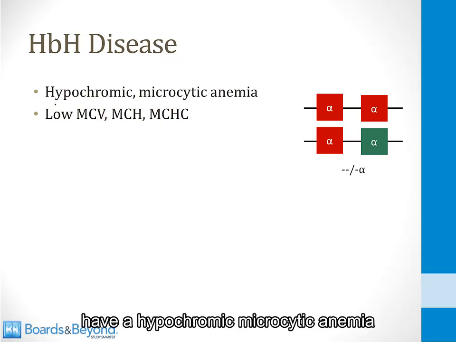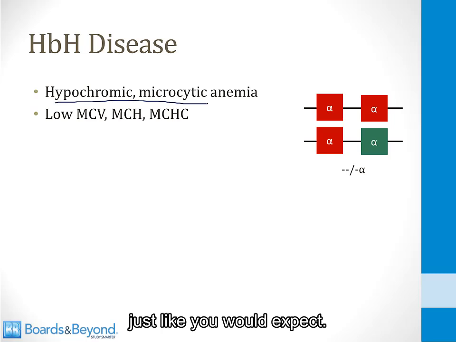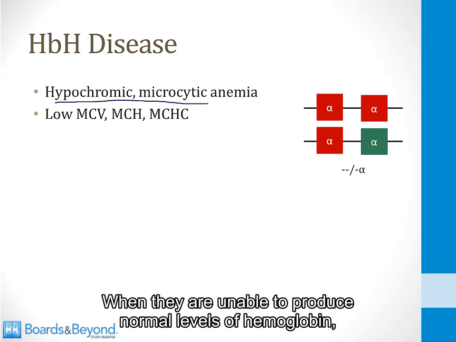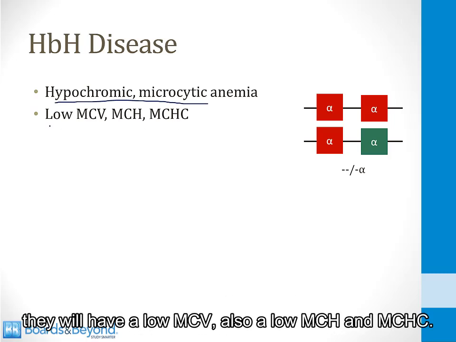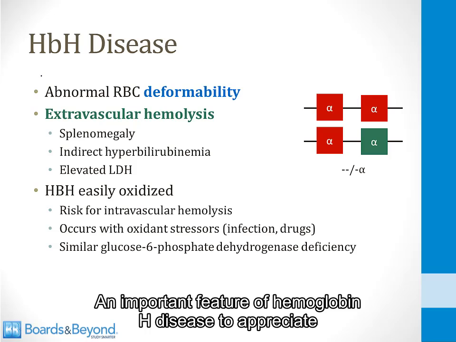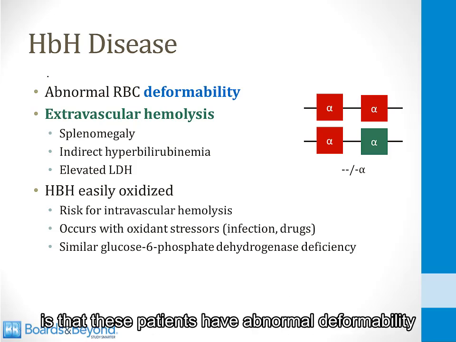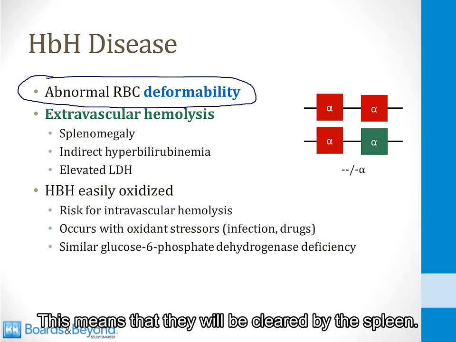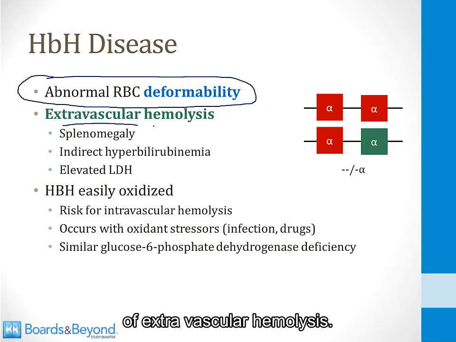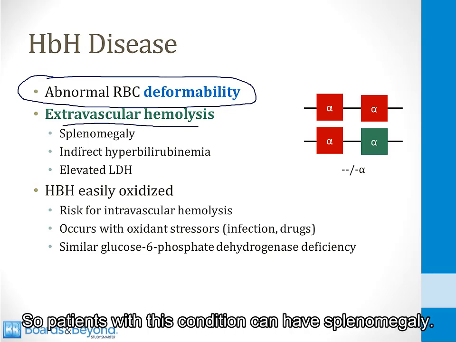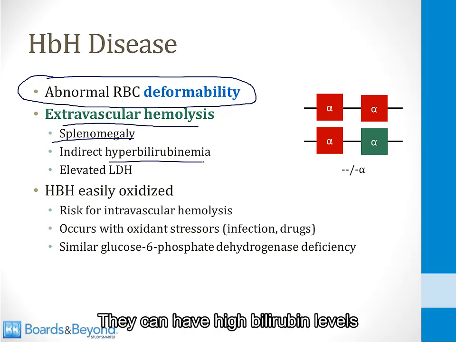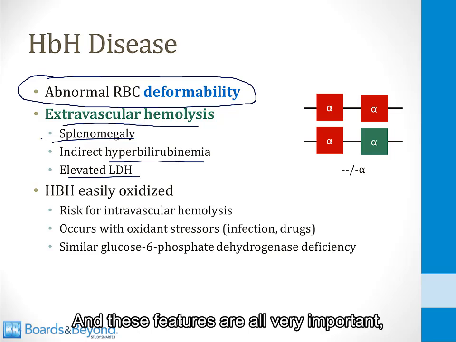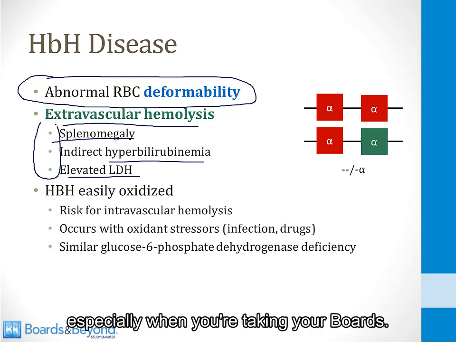Patients with this disorder have a hypochromic microcytic anemia, just like you would expect when they are unable to produce normal levels of hemoglobin. They will have a low MCV, also a low MCH and MCHC. An important feature of hemoglobin H disease to appreciate is that these patients have abnormal deformability of their red blood cells. This means that they will be cleared by the spleen. This will lead to a significant amount of extravascular hemolysis. So patients with this condition can have splenomegaly, they can have high bilirubin levels, and they can have an elevated LDH. And these features are all very important, especially when you're taking your boards.